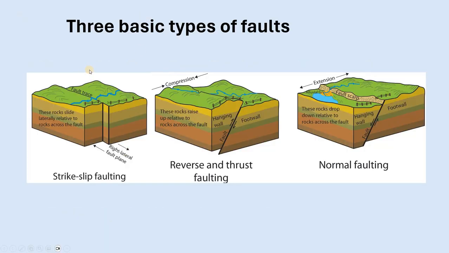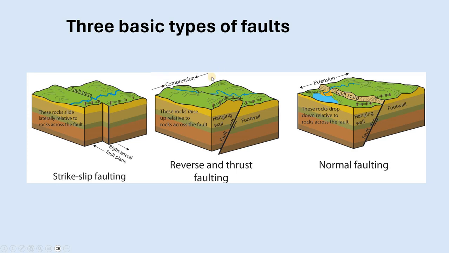So there's three basic types of faults. The first type is a strike-slip fault, and this tends to be vertically oriented in the crust, and we tend to have the blocks moving past each other side by side, essentially in a lateral motion.